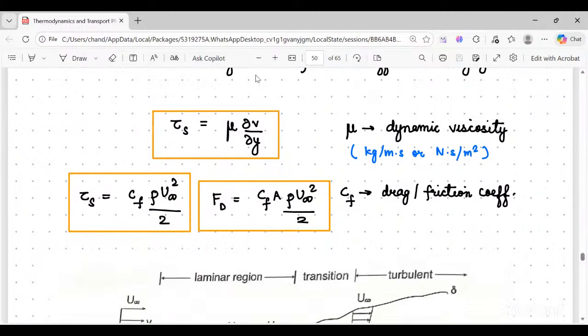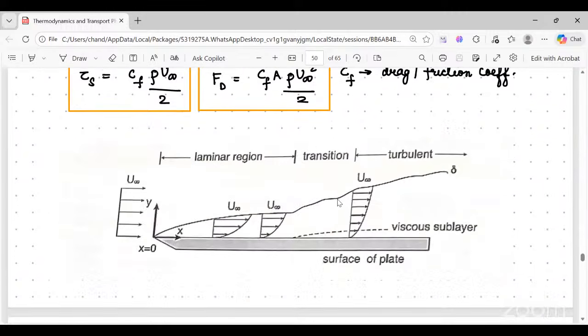So tau is equal to mu into dou v by dou y. Mu is dynamic viscosity, in kg per meter second. Tau is equal to Cf rho V infinite square by 2. Ft is equal to Cf A rho V infinite square by 2, where Cf is the drag or friction coefficient.